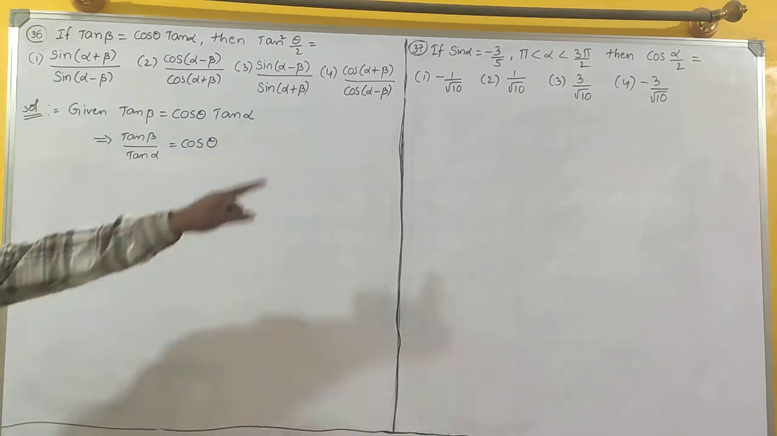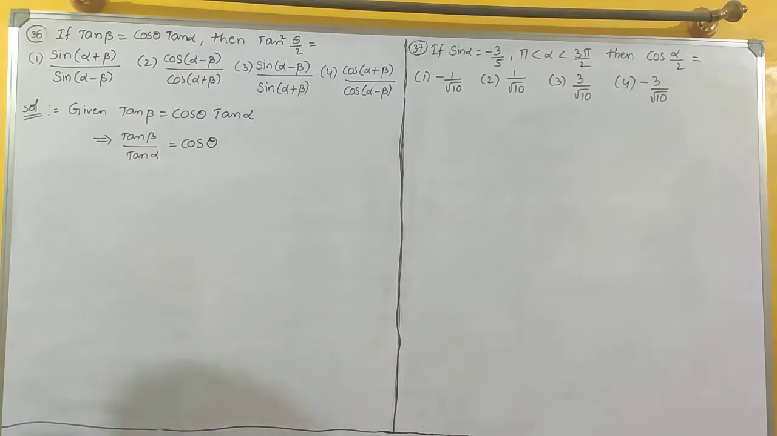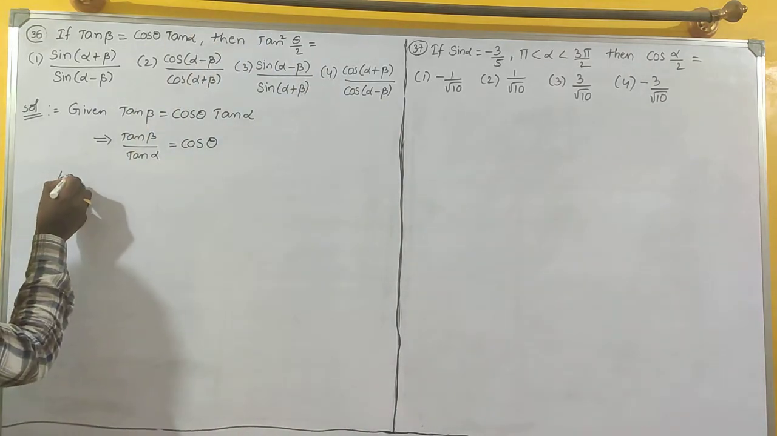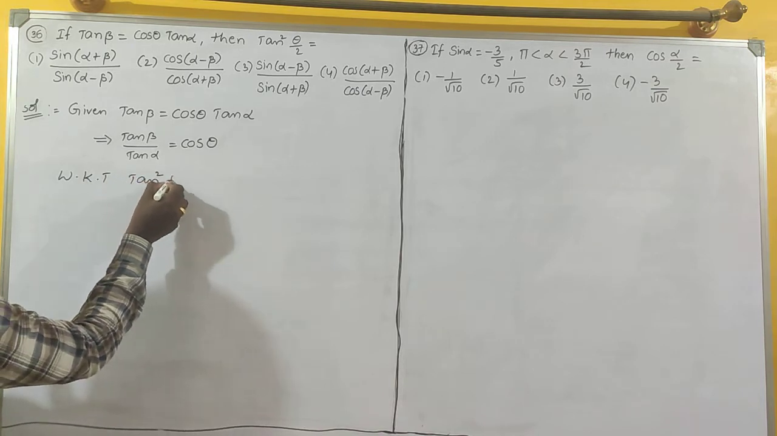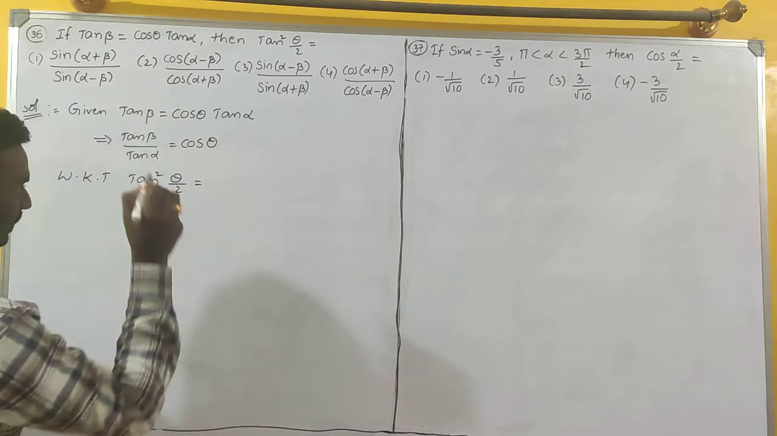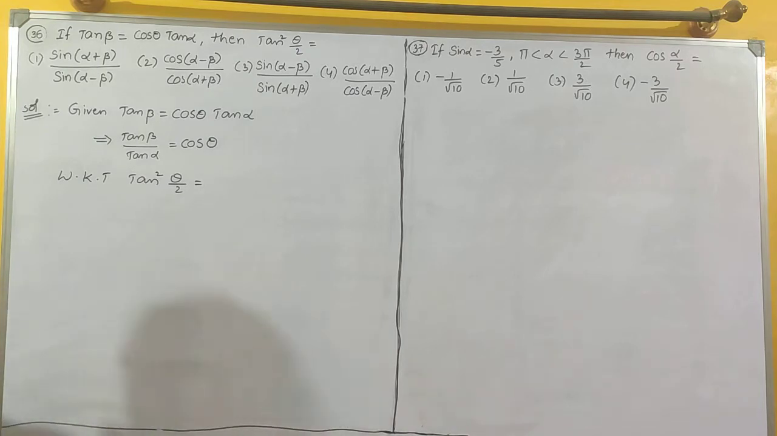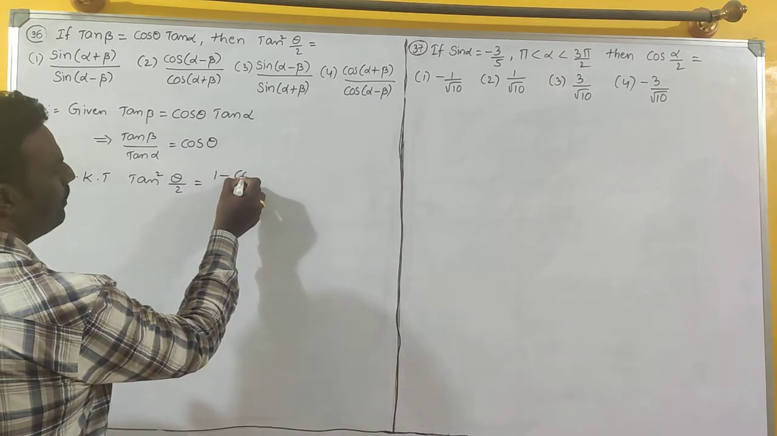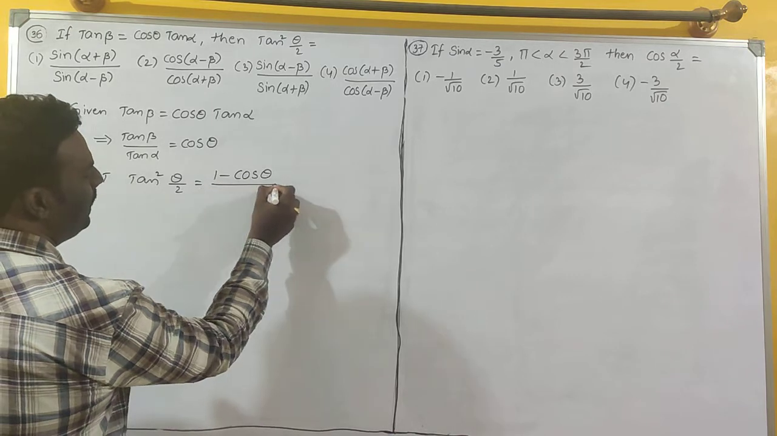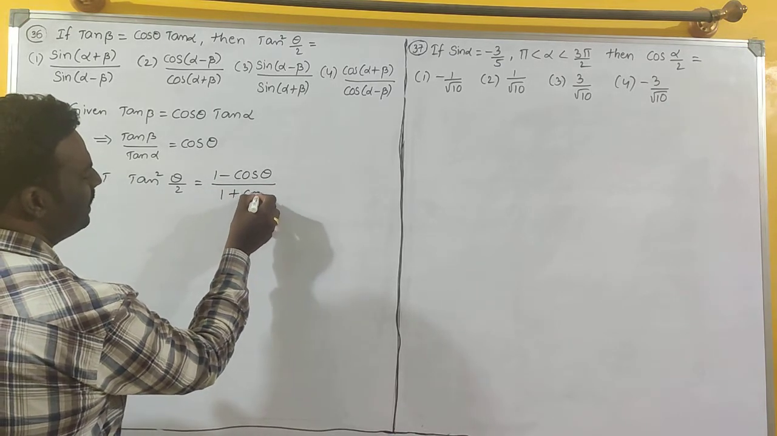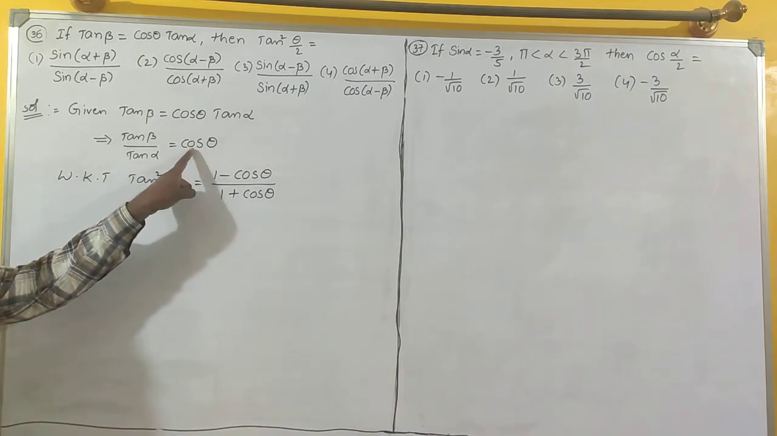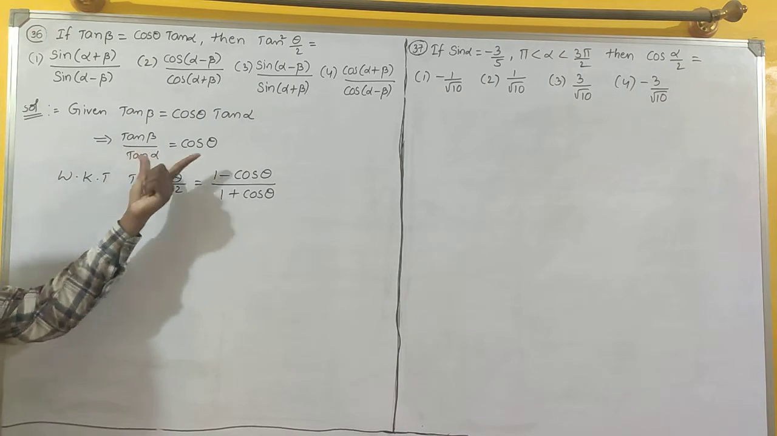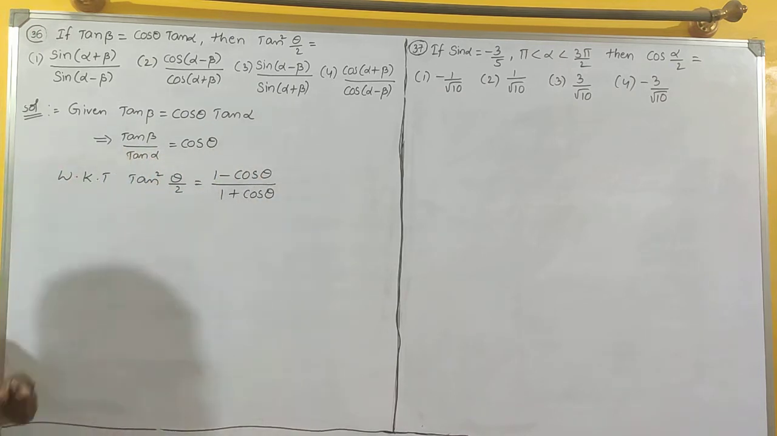But in this, we need to find the value of tan square theta by 2. We know that tan square theta by 2 can be written as 1 minus cos theta by 1 plus cos theta. It is a formula for tan square theta by 2. But cos theta value is how much? Tan beta by tan alpha. Substitute this value in this.